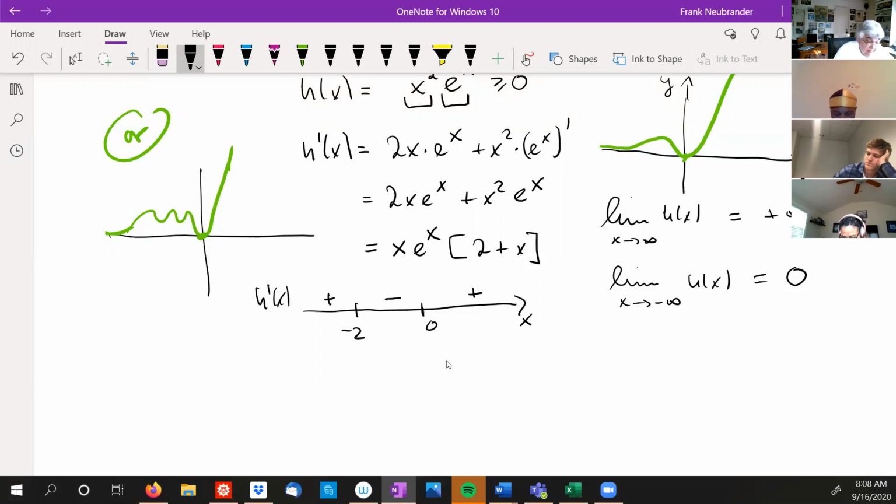So if the derivatives are positive, then the function itself must be increasing. If the slopes are positive, that means the function is increasing. If the slopes are negative, the function is decreasing. And if the slopes are positive, the function is again increasing.